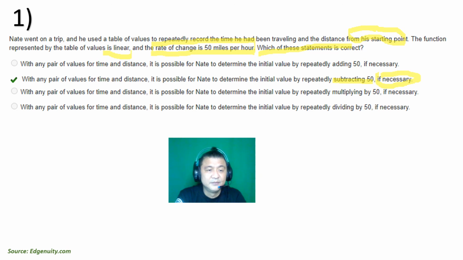Think about that. With any pair of values of time and distance, it's possible for Nate to determine the initial value by repeatedly multiplying. Will you keep on multiplying your 50 miles? 50 times 50 times 50 to get the initial value? I don't think so. And will you keep on dividing it by 50? If you want to get to the initial value, you have to go down. Therefore, you need to subtract. So this is the correct answer, subtract. Then you will know what the initial value is.